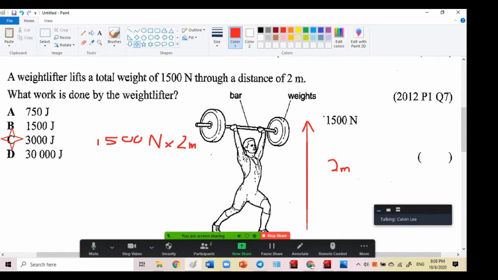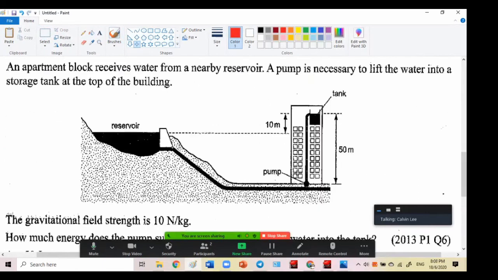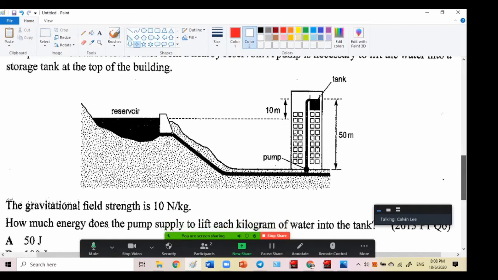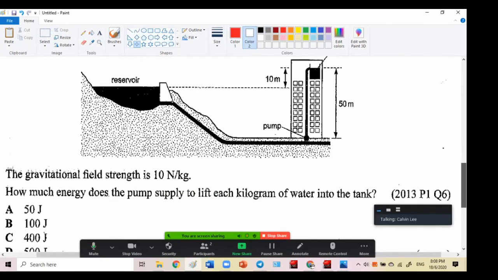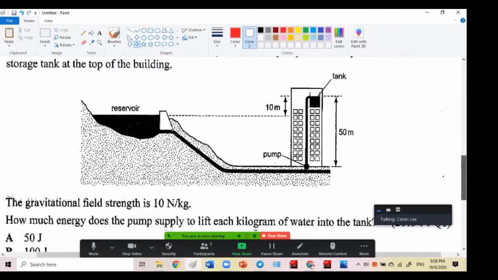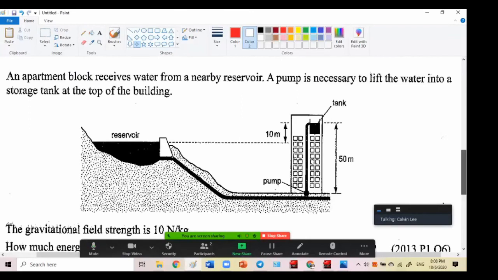Okay, see this one. An apartment block receives water from a nearby reservoir. Can you see the reservoir is on top of a hill? The pump is necessary to lift the water to a storage tank at the top of the building. Understand, people? The gravitational field is 10 N/kg. How much energy? Can you just calculate yourself without looking at the answer first? Okay, done.